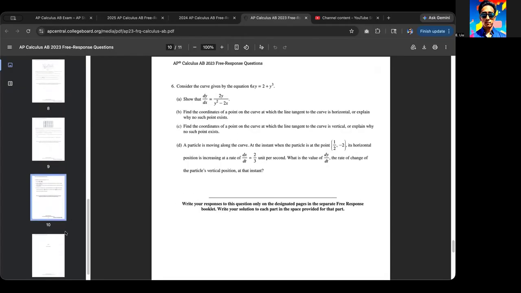And the last but not least, number 6 on here, another implicit differentiation. And here you are looking for tangent lines and things like that to explain.